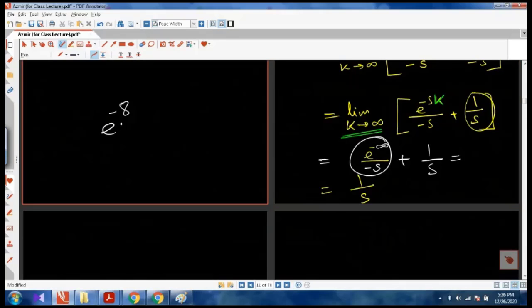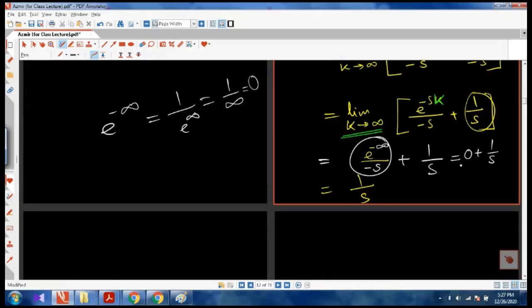Sorry, e to the power minus infinity is actually 1 by e to the power infinity, right? That means e to the power infinity is infinity. So 1 over infinity, something by infinity, what will be the result? 0. We are getting 0 plus 1 by s. So this is how we have found 1 by s. Right? Have you understood?